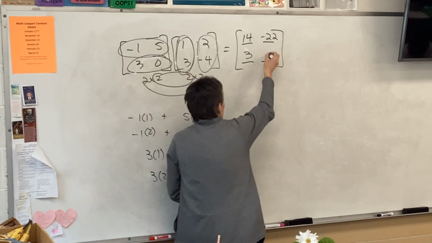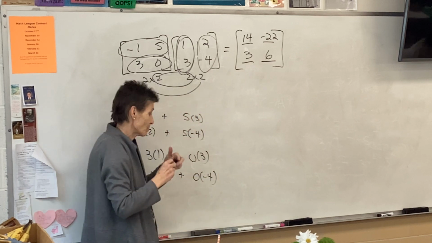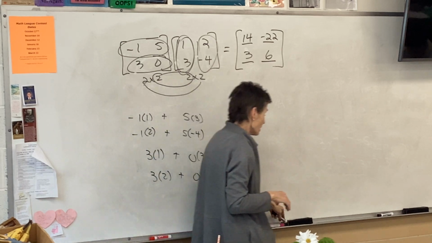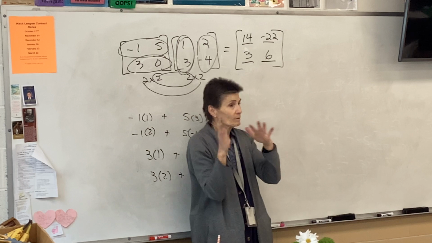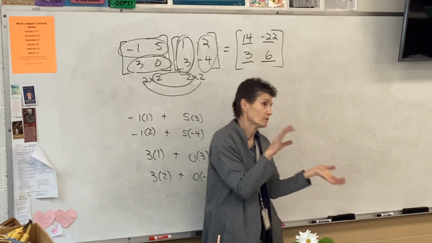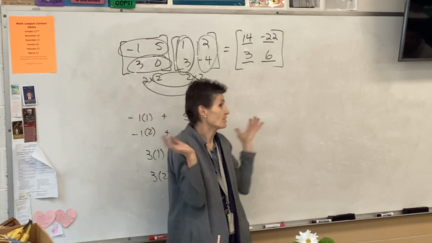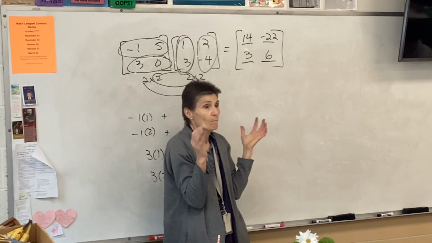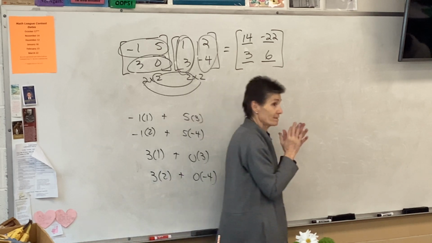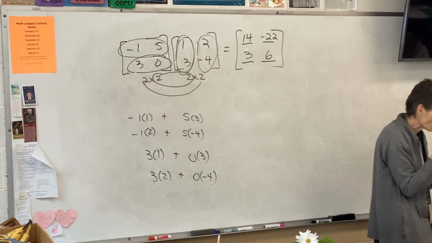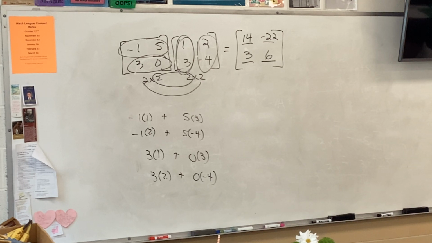6. So when I multiplied A times F and when I multiplied F times A, I got totally different answers. So matrix multiplication is not commutative like regular numbers are. The order is very, very important. Okay?